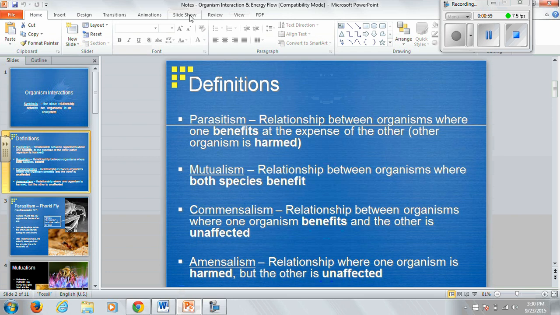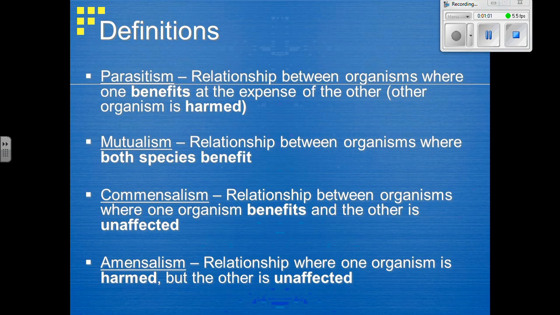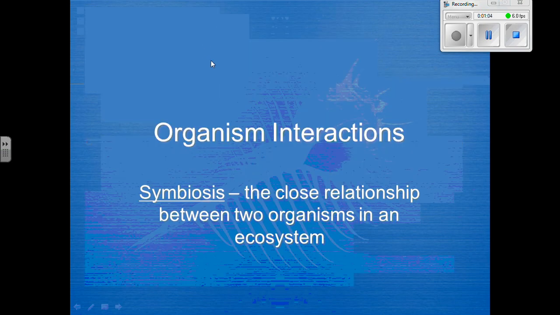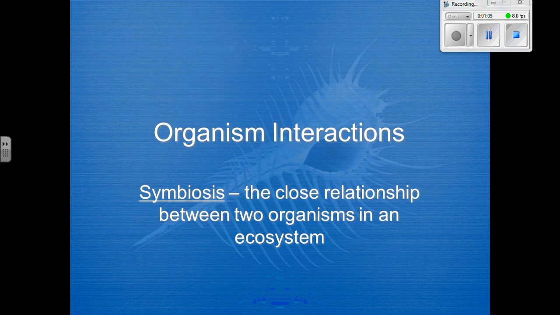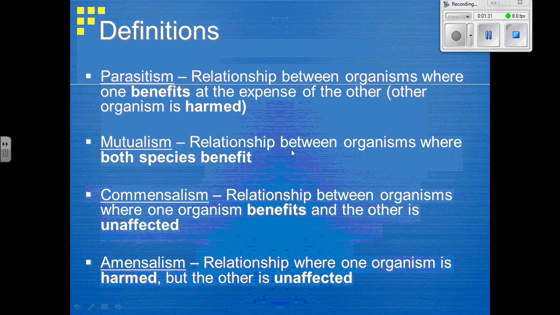So, let me get the slideshow going. The big idea about this is symbiosis. When you're talking about ecosystems and energy flow, it's all about the relationship between organisms within an ecosystem. It can be positive relationships, negative relationships, but a lot of what we study in biology are those relationships. So there are different types of symbiosis. The first one is parasitism, where one benefits at the expense of another.